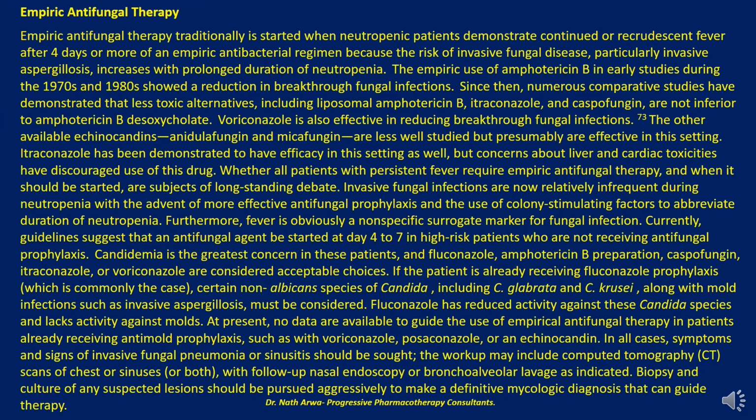We will now discuss empiric antifungal therapy. Empiric antifungal therapy traditionally is started when neutropenic patients demonstrate continued or recrudescent fever after 4 days or more of an empiric antibacterial regimen, because the risk of invasive fungal disease, particularly invasive aspergillosis, increases with prolonged duration of neutropenia. The empiric use of amphotericin B in early studies during the 1970s and 1980s showed a reduction in breakthrough fungal infections. Since then, numerous comparative studies have demonstrated that less toxic alternatives, including liposomal amphotericin B, itraconazole, and caspofungin, are not inferior to amphotericin B deoxycholate.